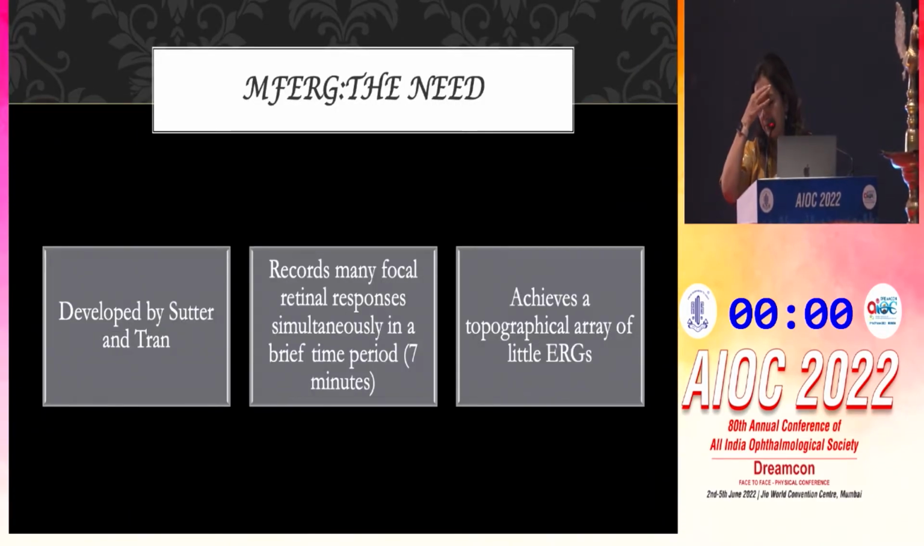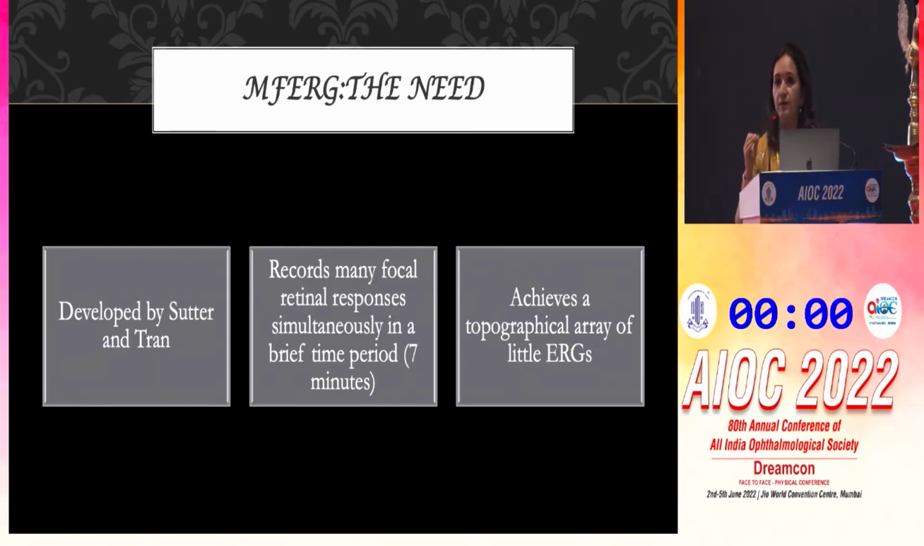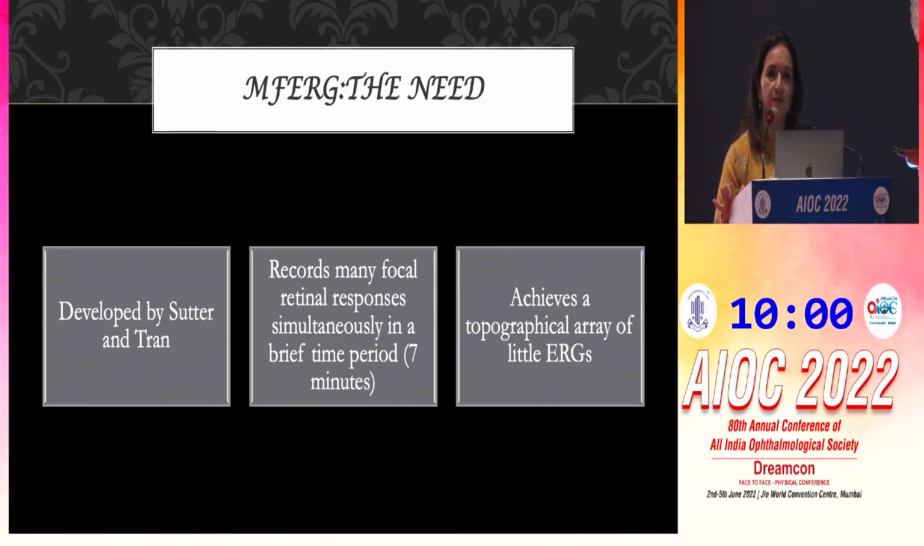Most important thing to remember is before you do multifocal ERG, you have to do a full field ERG. You have to establish what the full field ERG looks like, and then you go for it. You do not do only multifocal ERG for a patient. That is important.